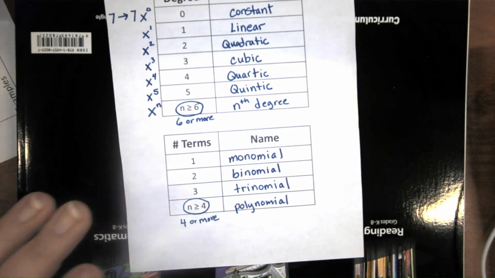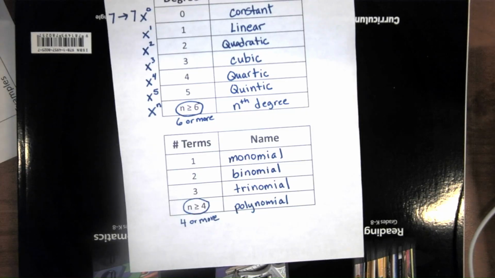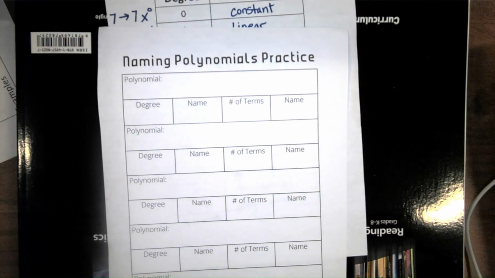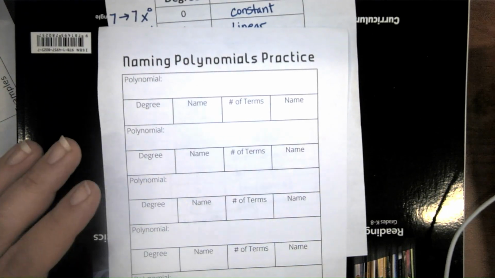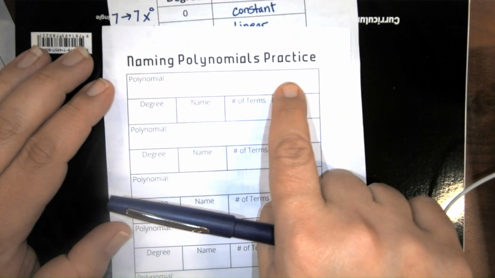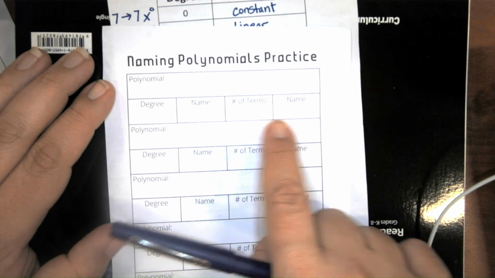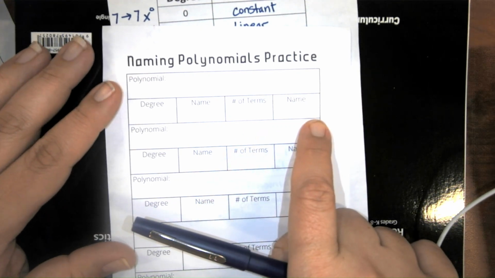So we're going to use this chart as we work through some examples of some polynomials, and we go through and name them based on their degree and their terms. So the next thing you want to do is grab this paper, Naming Polynomials Practice. And I'm going to give you a polynomial, and then we're going to talk about what degree it has, what's its name based on that, how many terms it has, what's its name based on that.